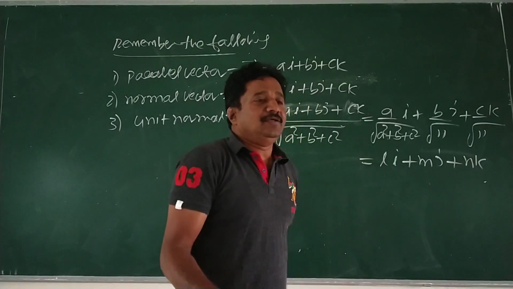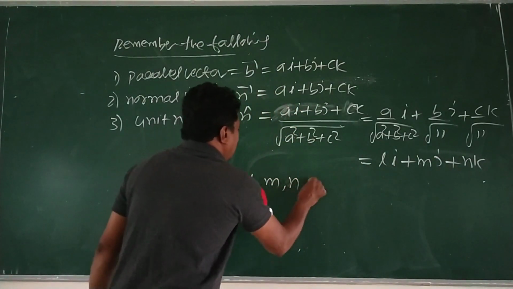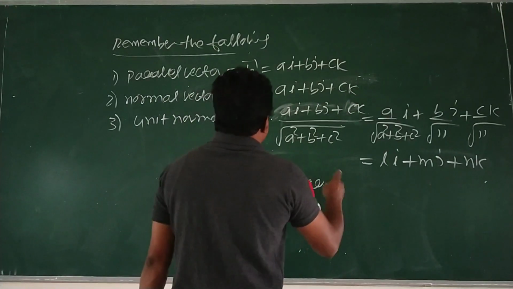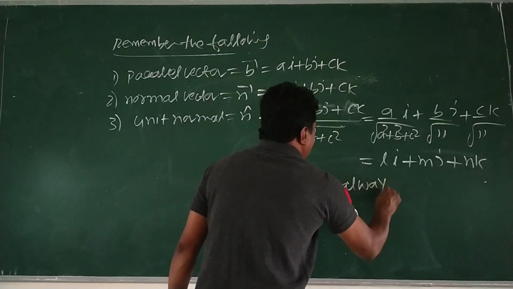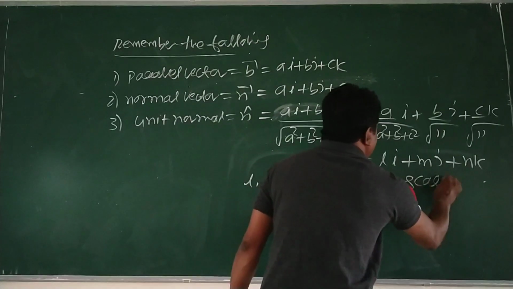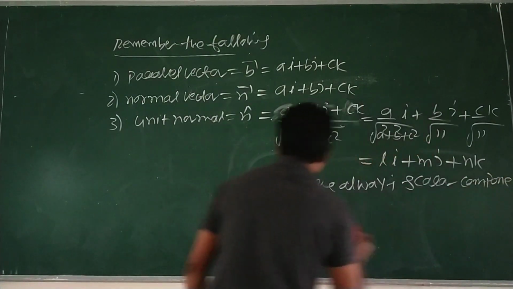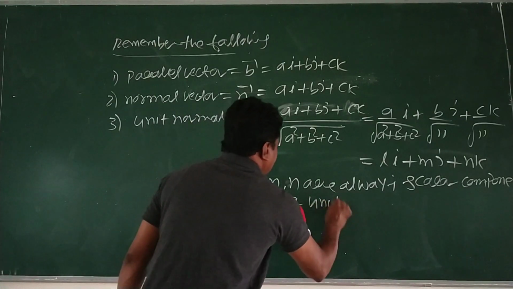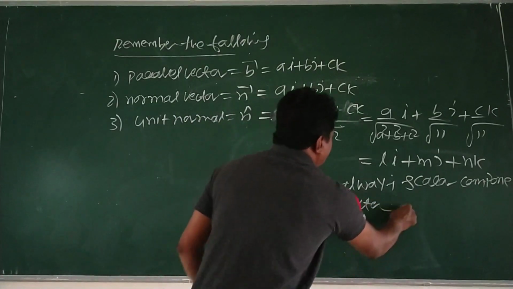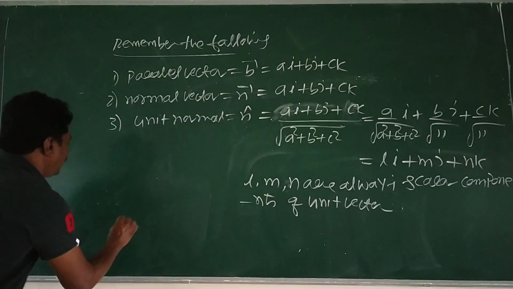l, m, n are always scalar components of the unit vector. These are the general points, students. I am going to write one more general point.